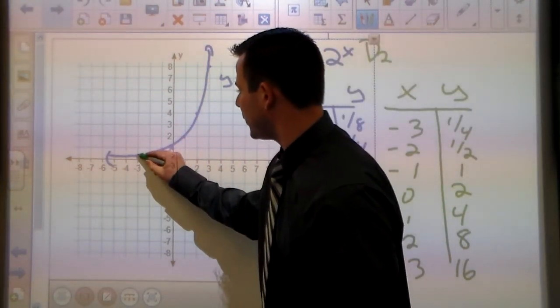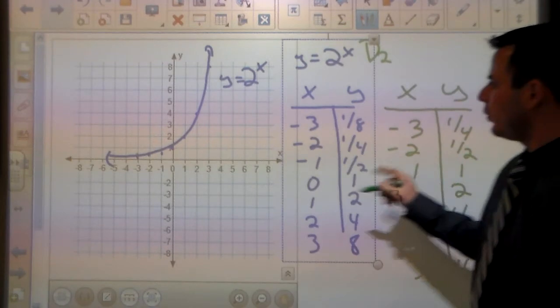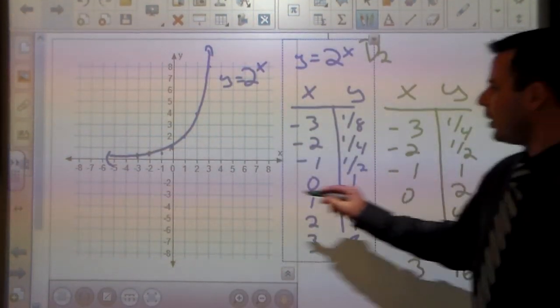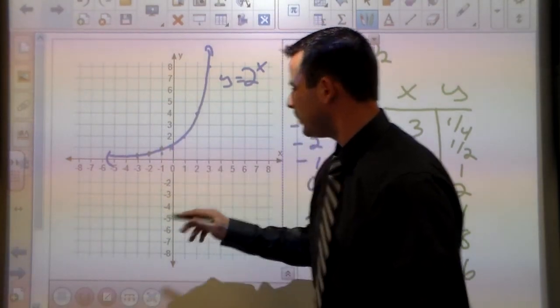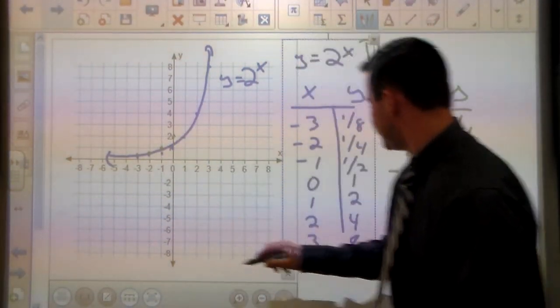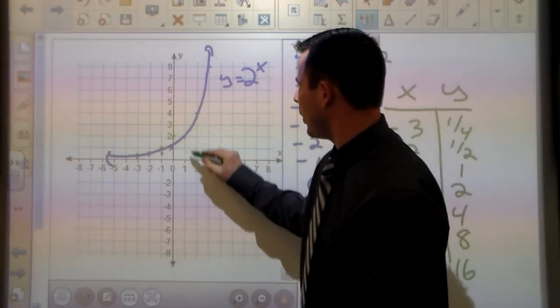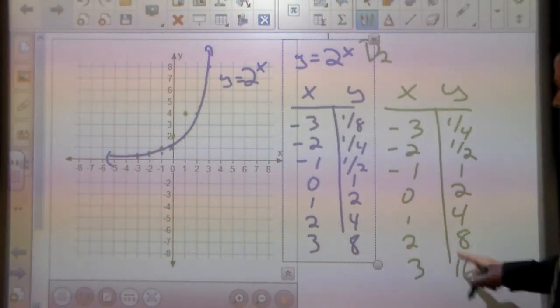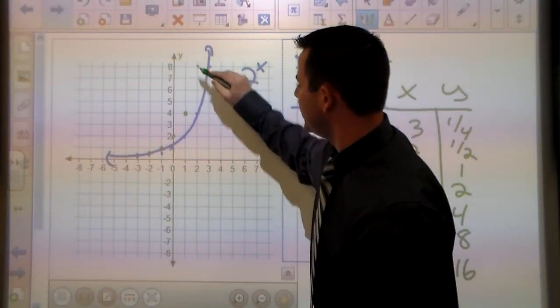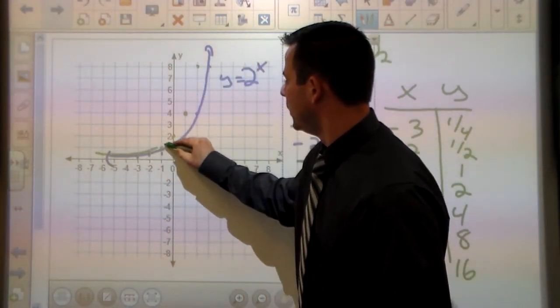Negative 3, 1/4 is just up a little bit more. Negative 2, 1/2. Just up a little bit more. Negative 1, 1. Up just a tad more. 0, 2. 1, 4. And 2, 8 is the last one that'll fit. So here's my graph.